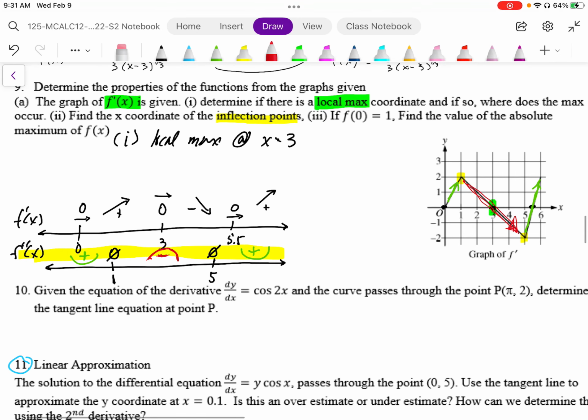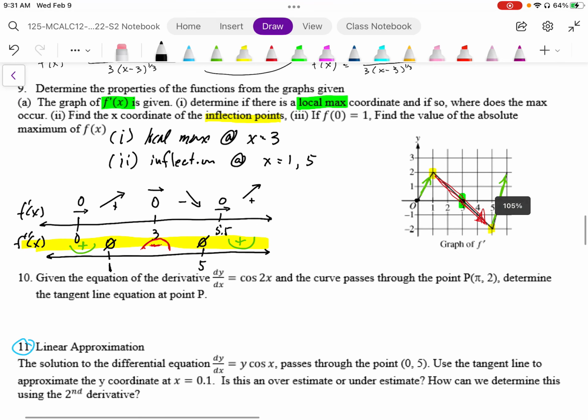So the x coordinates of the inflection points must occur at x equals 1 and 5. Now there has to be a change of concavity for there to be an inflection, so I have to make sure I check the concavity when I do that.